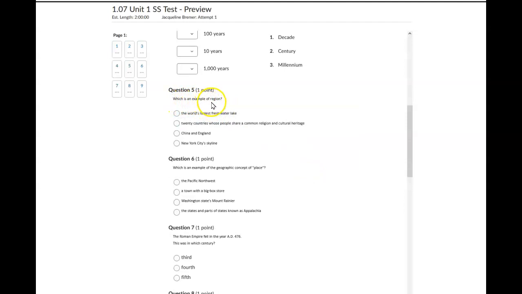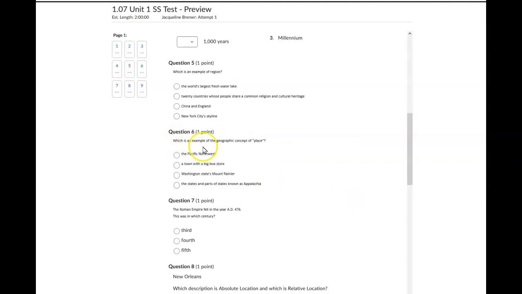Which is an example of region? The world's largest freshwater lake, 20 countries whose people share a common religion and cultural heritage, China and England, New York City's skyline. So which is an example of a region?